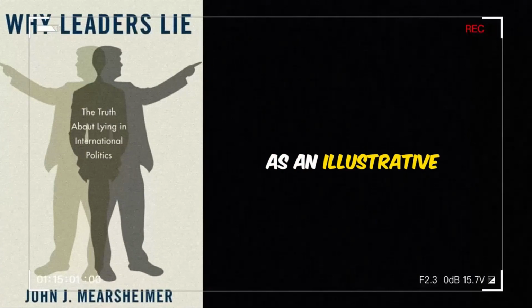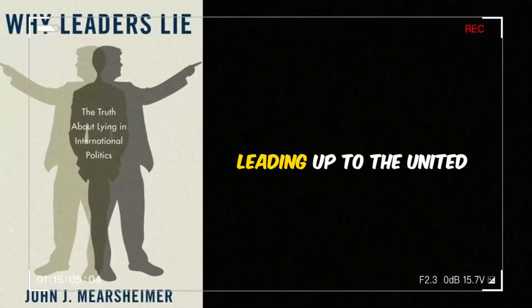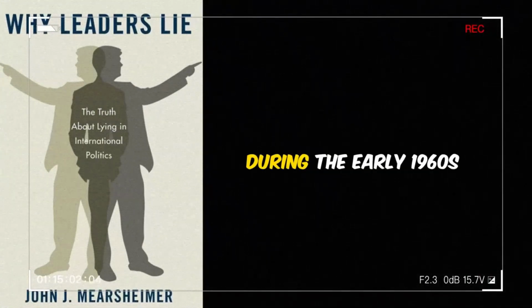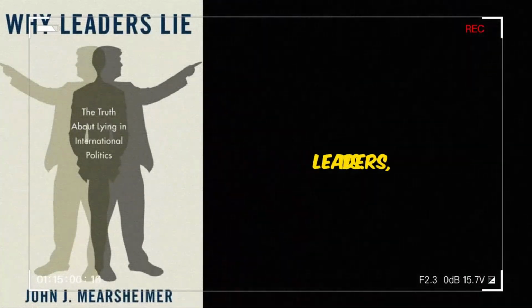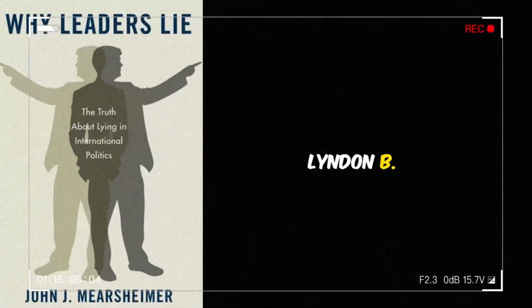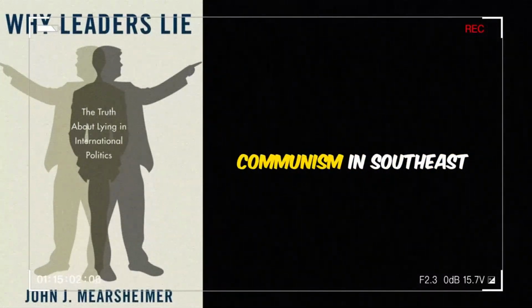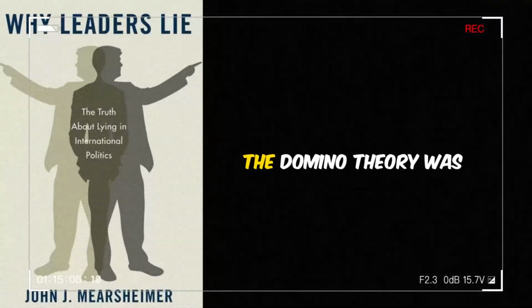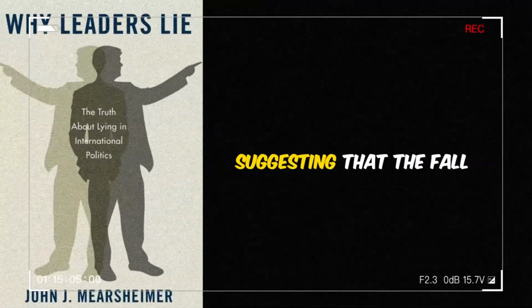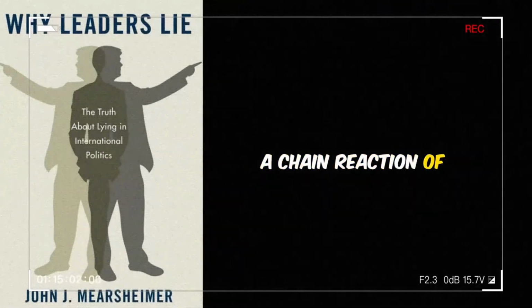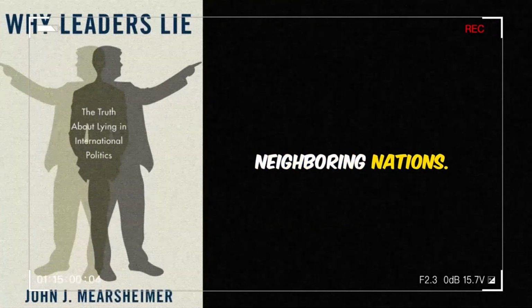As an illustrative example, consider the events leading up to the United States' involvement in the Vietnam War. During the early 1960s, U.S. leaders, including President Lyndon B. Johnson, used fear-mongering to exaggerate the threat of communism in Southeast Asia. The domino theory was invoked, suggesting that the fall of one country to communism would trigger a chain reaction of communist takeovers in neighboring nations.